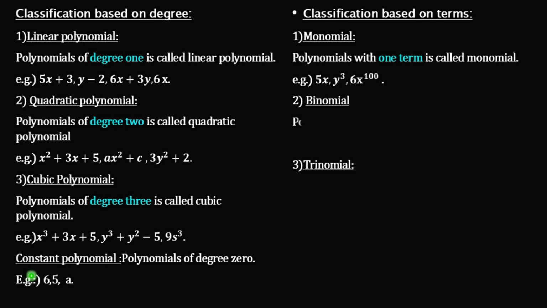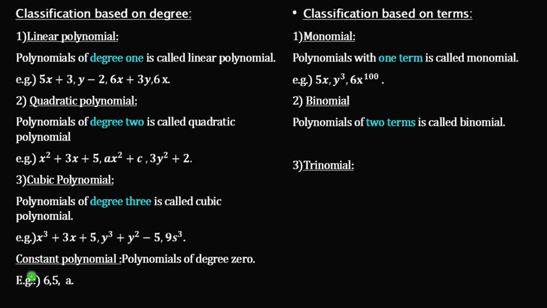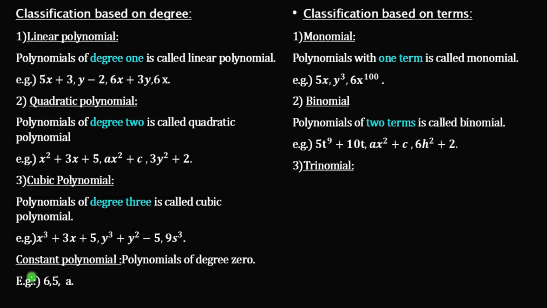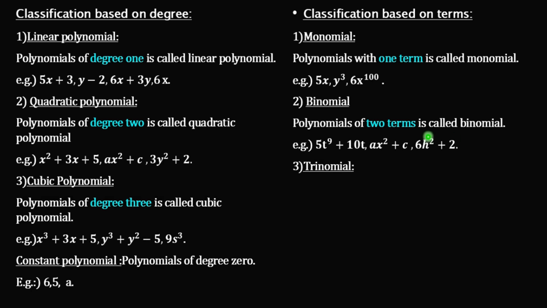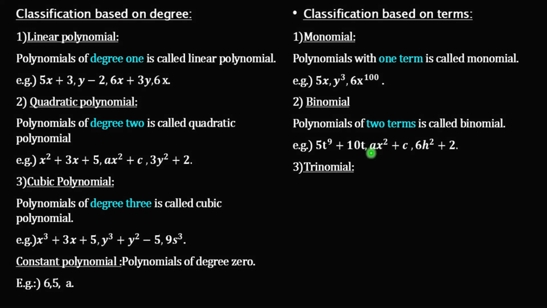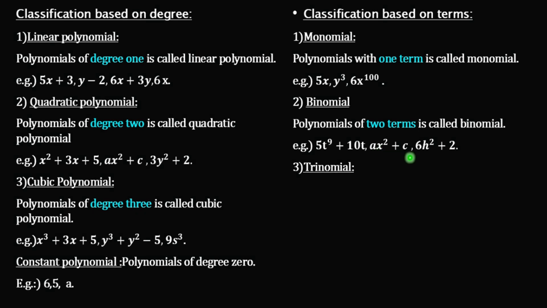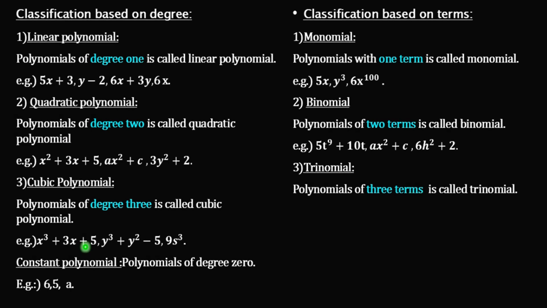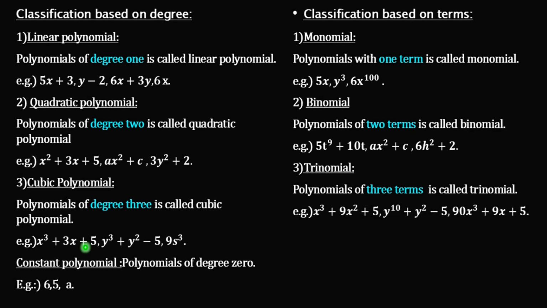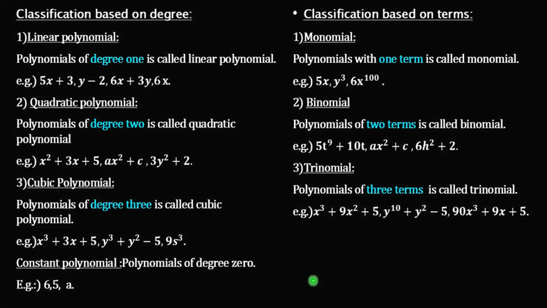Then a binomial has two terms. For example, 5t raised to 9 plus 10t, ax square plus c, 6h square plus 2. Now what is the coefficient of x square here? That is a, and a and c are constants here. Now a polynomial of three terms is called a trinomial. That is x cube plus 9x square plus 5, y raised to 10 plus y square minus 5, 9x cube plus 9x plus 5. Okay, these are trinomials, that is, polynomials with three terms.